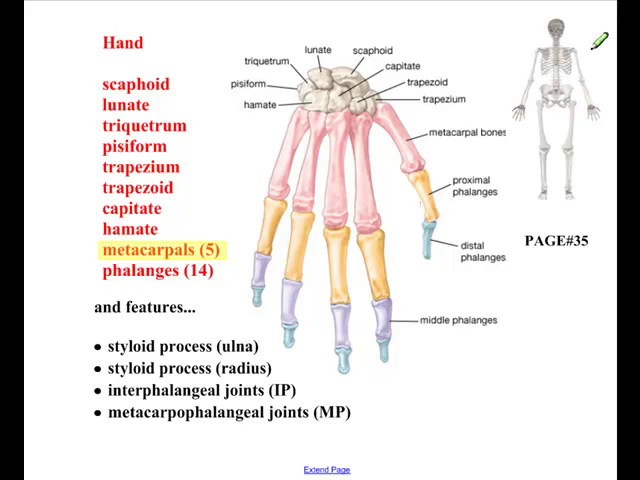Metacarpal bones. The metacarpals you see here are these 5 pink bones on your screen, and these 5 pink bones essentially form what you see as the palm of your hand.